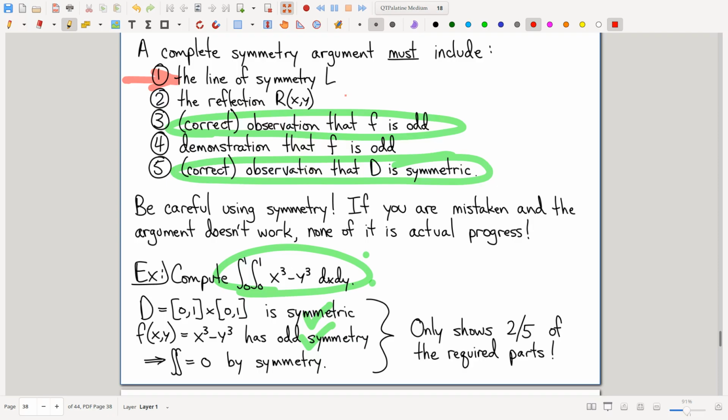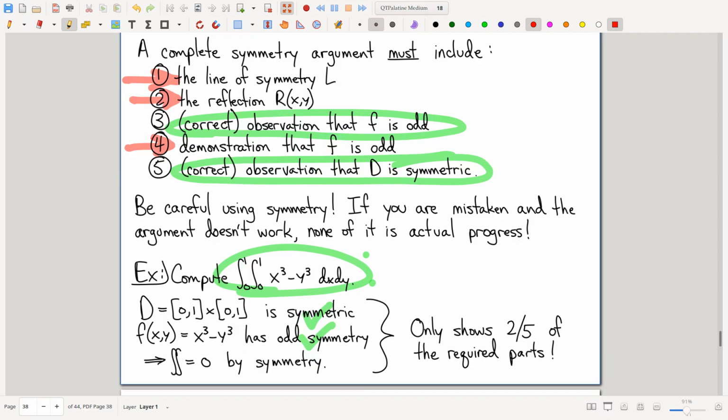Make sure you tell me the line of symmetry. The student didn't tell me the line of symmetry. The student left free money on the table, right? All you got to do is just tell me what line. It's real easy. The student, of course, also didn't write down how the reflection works, didn't demonstrate that the function is odd. It's not at all obvious that this function is odd. And if so, over what line, right? There's a lot missing in what this student has done.